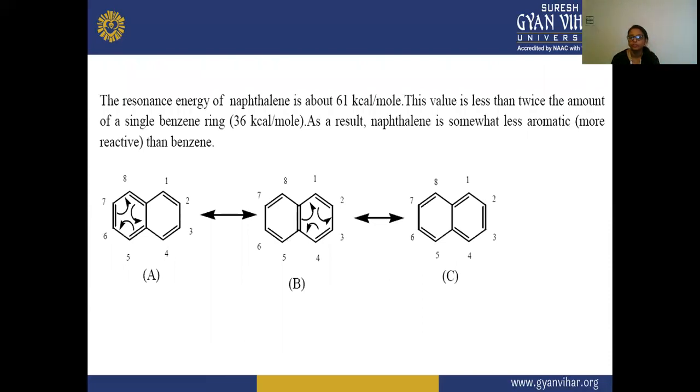The resonance energy of naphthalene is about 61 kilocalories per mole, and this value is less than twice the amount of a single benzene ring, which is 36 kilocalories per mole. As a result, naphthalene is somewhat less aromatic than benzene. Less aromatic, more reactive than benzene.